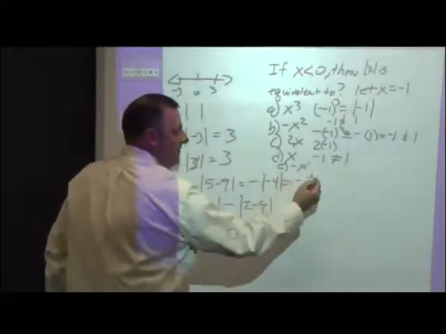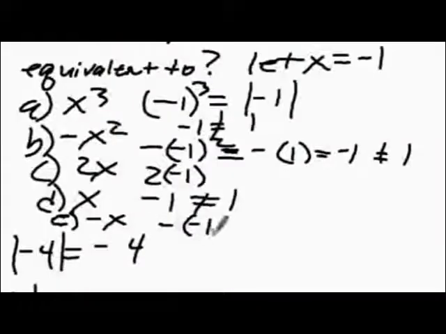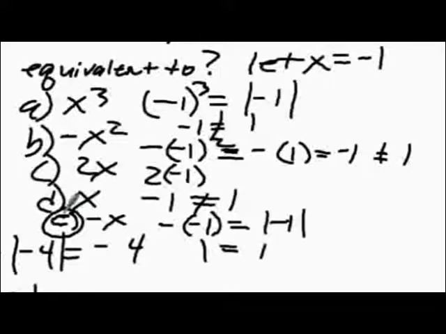This is a negative negative x. That means negative, parentheses, negative 1 equals the absolute value of negative 1. Now, I want to show you that a negative times a negative is a positive. You get positive 1 equals positive 1. So choice E is the correct answer.